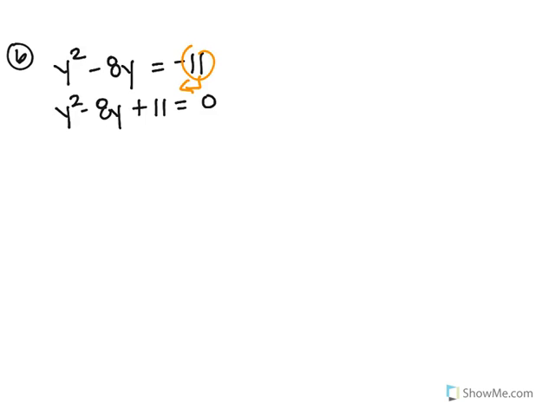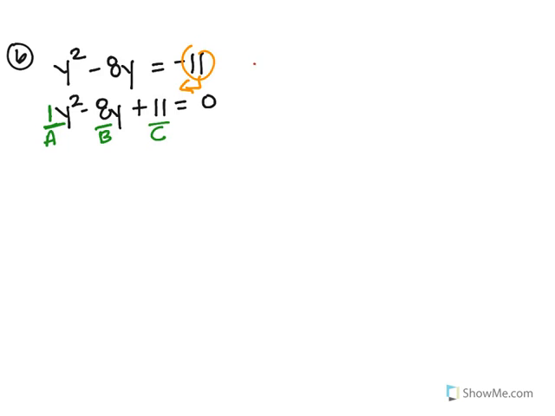Number 6, we've got y squared minus 8y equals negative 11. The instructions say use the quadratic formula to solve the equation. If you're going to use the quadratic formula, first you need to make sure that all the numbers are on the same side. So this negative 11, you're going to move it over and make it positive. When you're doing the quadratic formula, you need to label so you know who's A, B, and C. A is going to be 1, B is negative 8, and C is a positive 11.